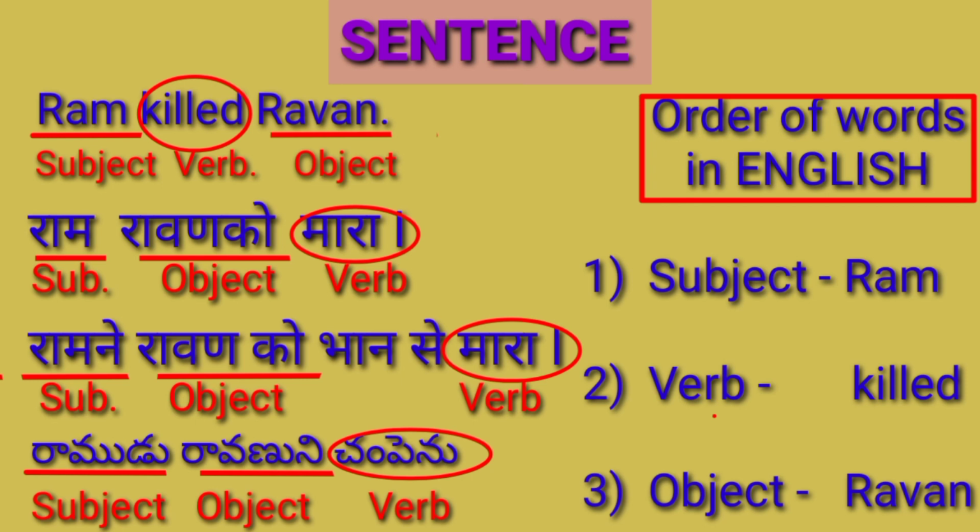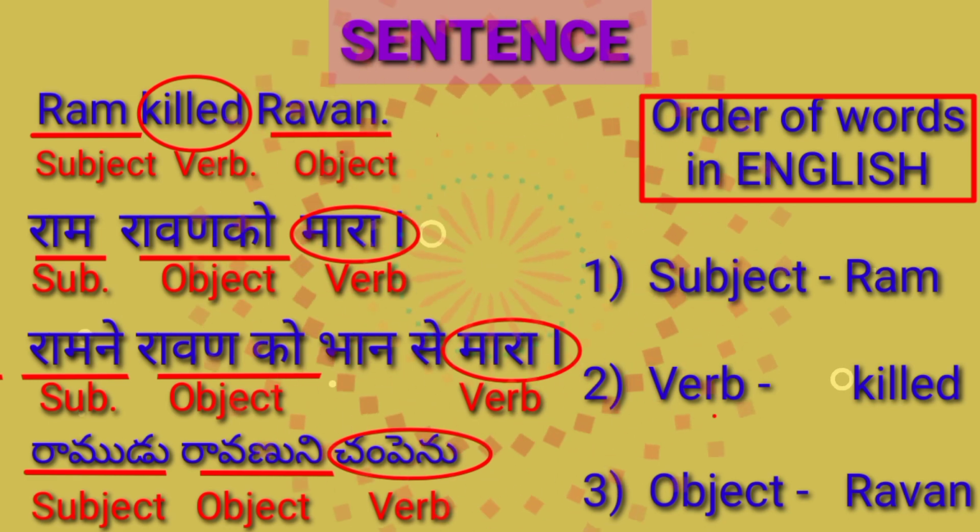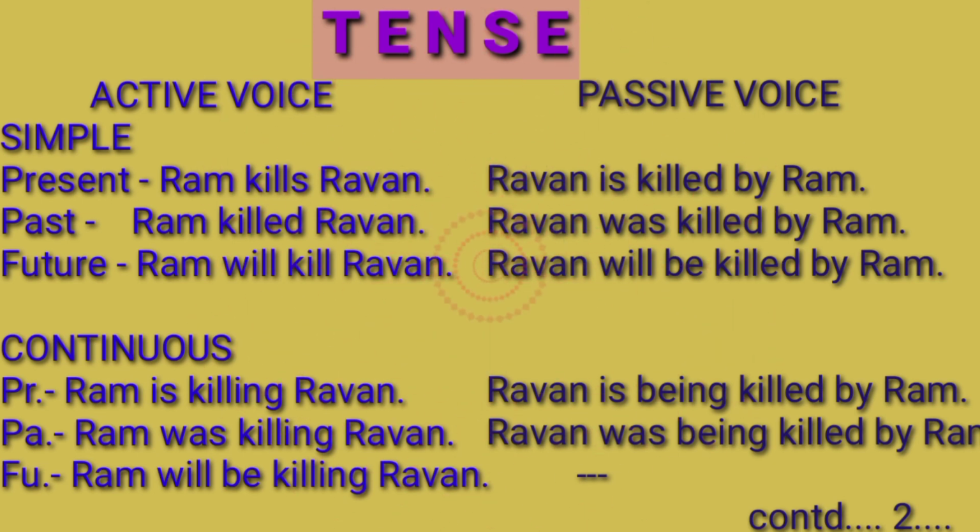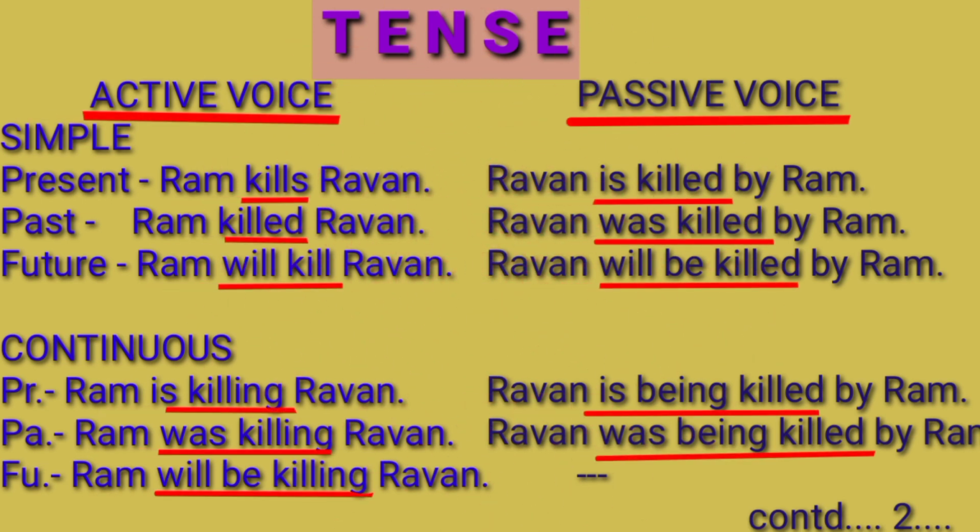To support your learning, in the next part of this video, I have given tense, that is active voice 12 sentences and passive voice 8 sentences of the Ram killed Ravan. Just to make your understanding easy, I have underlined the verb variations in the present, past and future tenses. Further, the three tenses are projected in the four types, that is simple, continuous, perfect and perfect continuous.